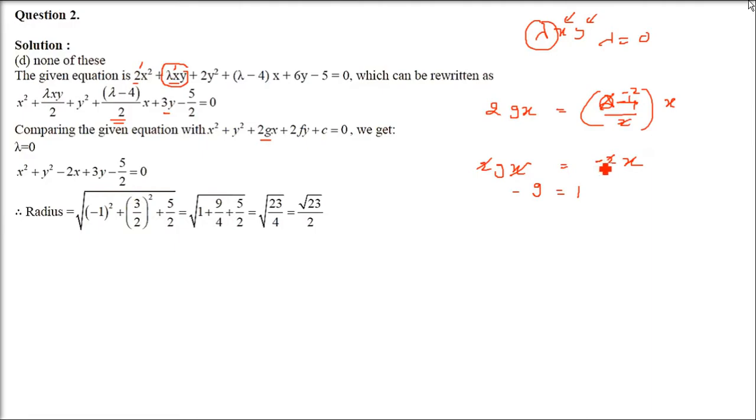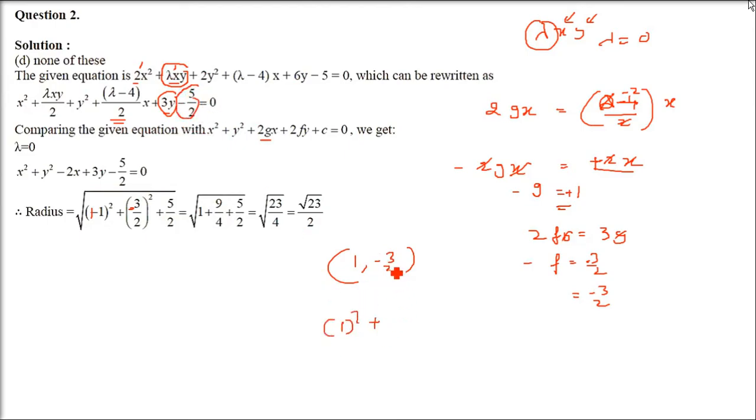But again, let me re-emphasize, if you have to find the center, it should be minus g and minus f. But here it doesn't matter. You can have g. Now 2gx we compared. Now is the turn for 3y. We will compare this 3y with 2fy in order to know f. Same discussion. You can find minus f or f, it doesn't matter, because the center has not been asked. So comparing 2fy with 3y, we have divided it by 2, so you get 1 and minus 3 by 2 as the center, but you don't need to do it. Why? Because the radius is under root g square plus f square minus c. So you don't need minus g and minus f. Ultimately minus g and minus f are finally going to be squared only.